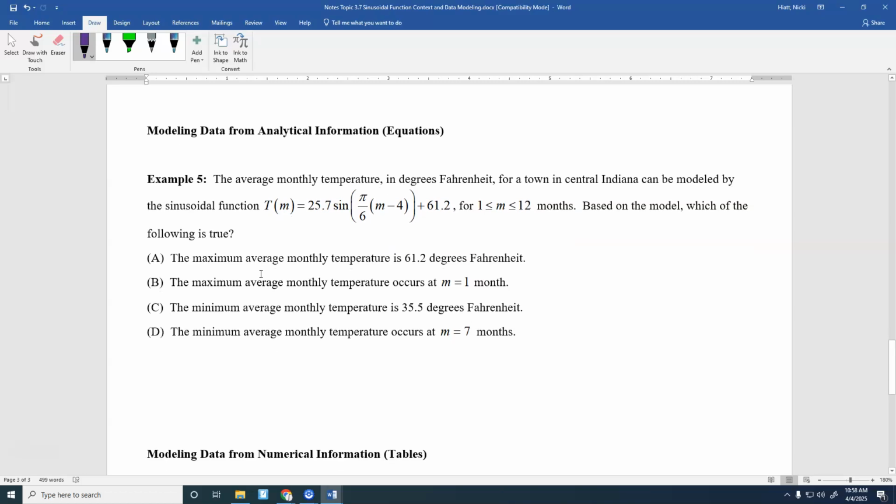We've got, this time it gives us an equation that gives the average monthly temperatures in degrees Fahrenheit in a town in central Indiana. And for this, you've got 1 through 12 is where you apply this, being January through December. So, based on the model, which of the following is true? So, A says the maximum average monthly temperature. And don't let that word average fool you, because we're talking about the average monthly temperature for each month. It does not mean the average of all of the months whenever we see that. Maximum is 61.2. Is that correct?